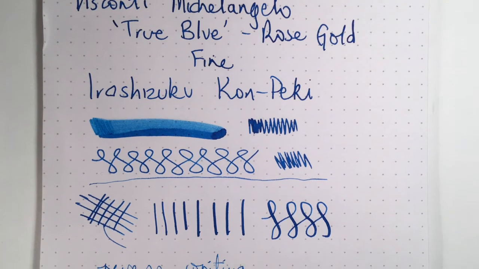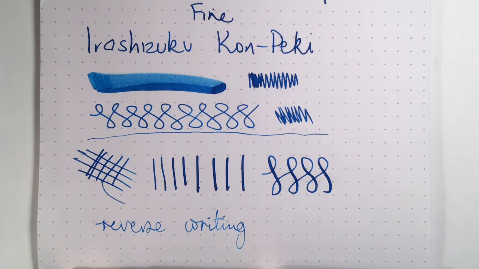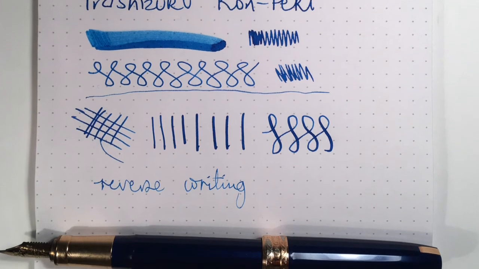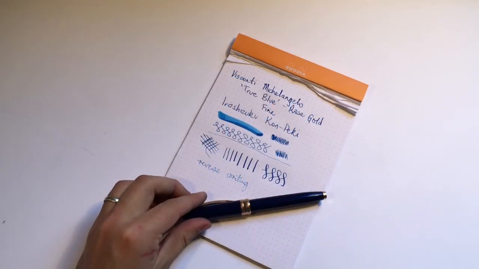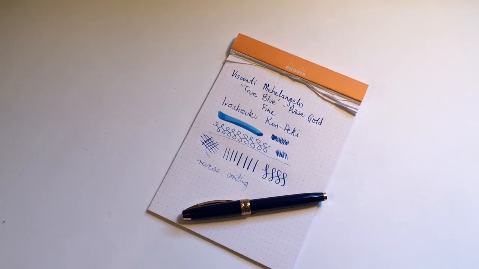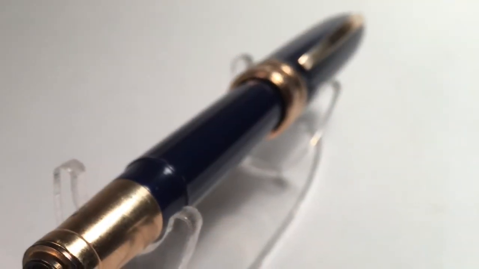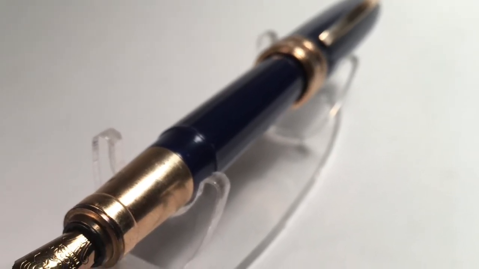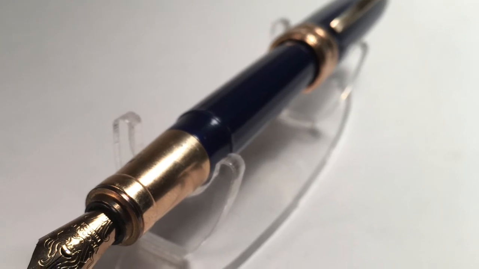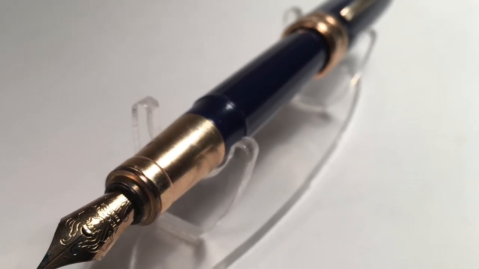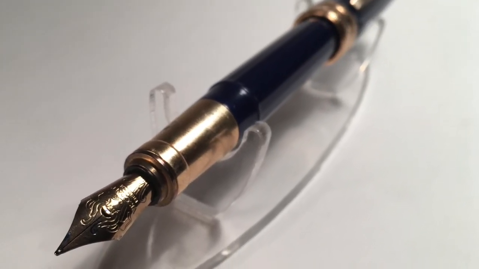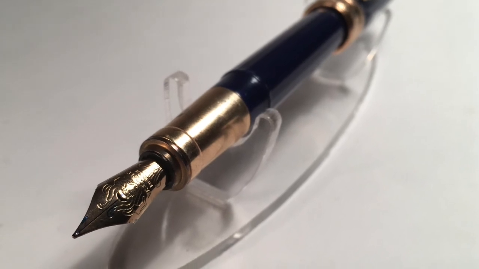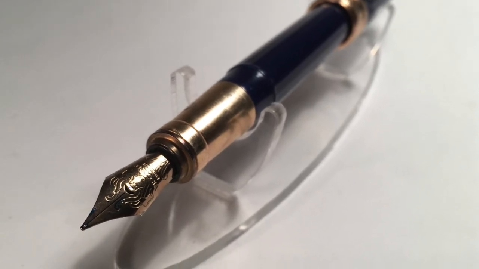So, yes, this is the Visconti Michelangelo in the true blue finish. I think it's a really lovely pen. I think while the price point is high, I'm certainly not averse to paying good money for a good pen. And I was able to get this at a fairly decent price from a retailer in the United States, including postage. It was only marginally more expensive than the entry-level Rembrandt from Visconti.